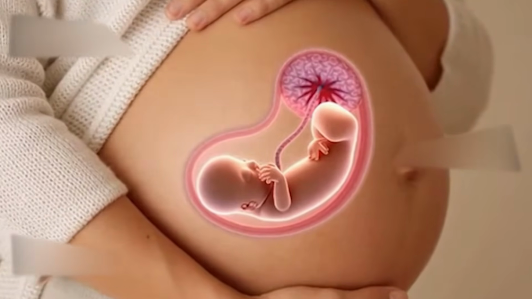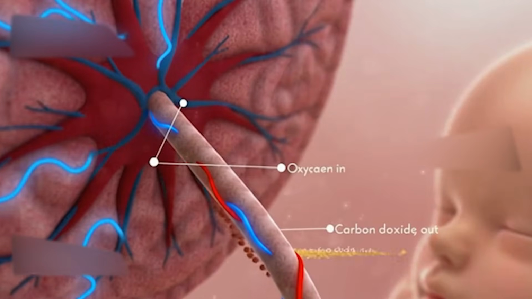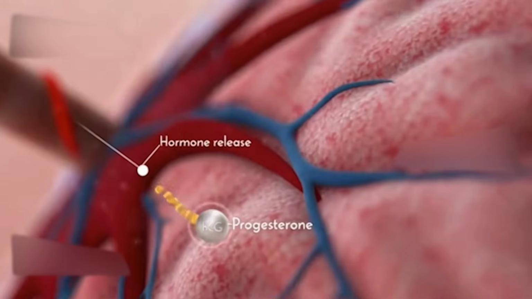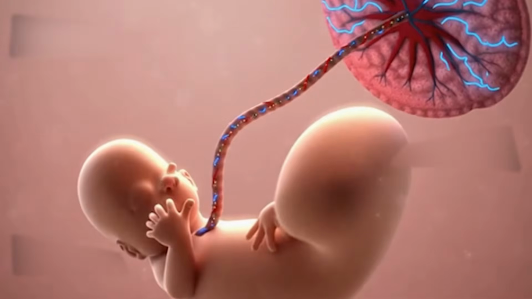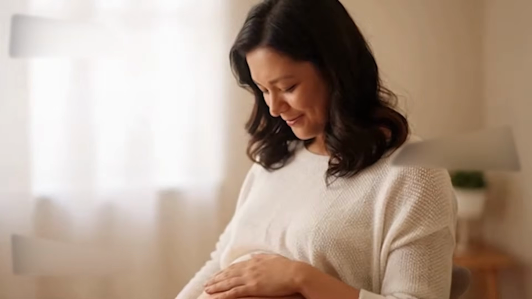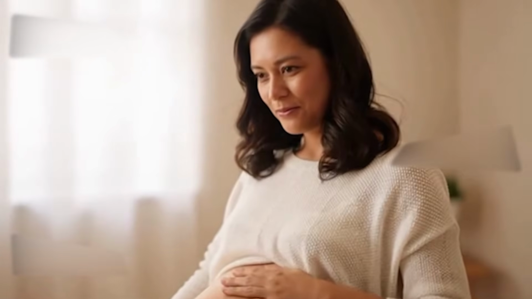The placenta is a vital organ. It delivers oxygen to the baby, removes carbon dioxide, supplies glucose, amino acids, and fatty acids, removes waste products, and produces hormones such as HCG, progesterone, and estrogen, which help maintain pregnancy.